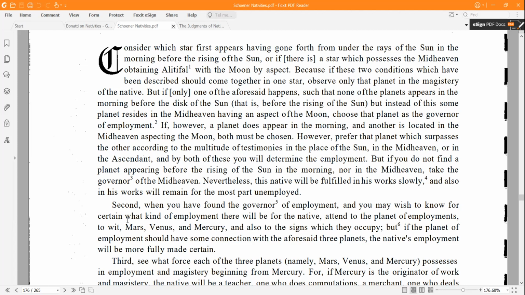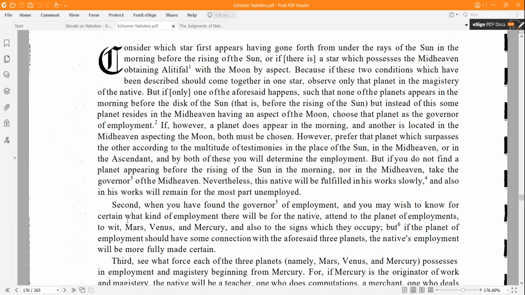But if one of the four sets happens, such as none of the planets appears in the morning before the disk of the sun, but instead some planet resides in the midheaven. So now we're going from, okay, it's not in the first house, maybe it's now in the 10th, then choose that planet. If, however, a planet does not appear in the morning and another is located in the midheaven aspecting the moon, both must be chosen. Now that's interesting.